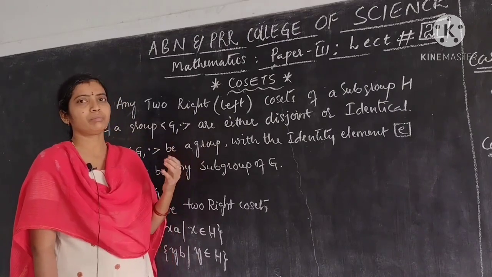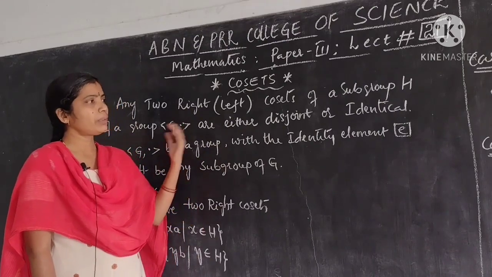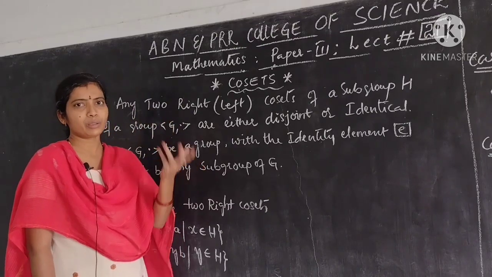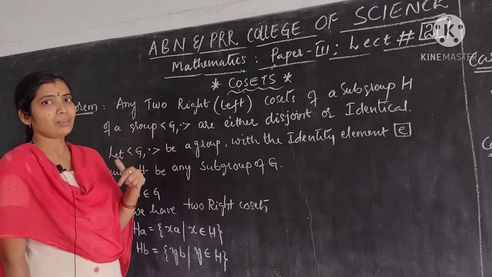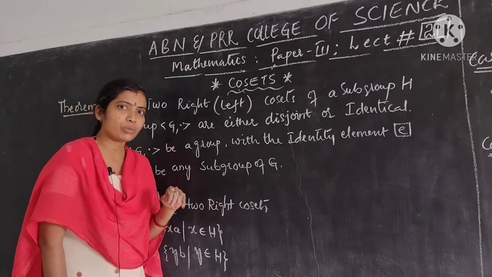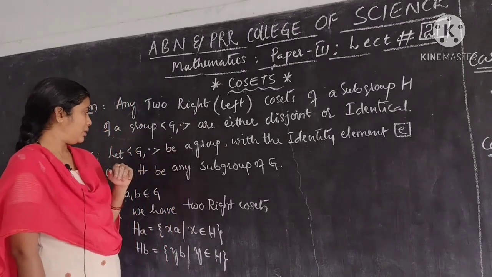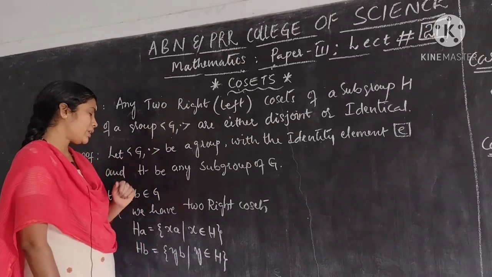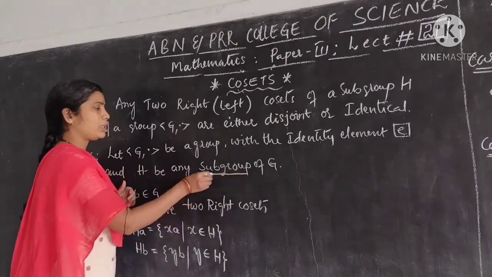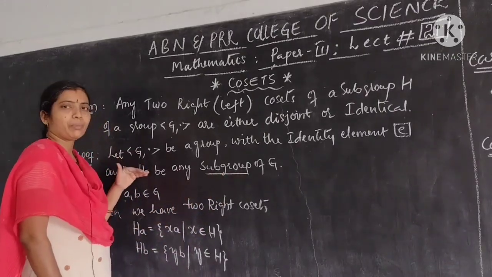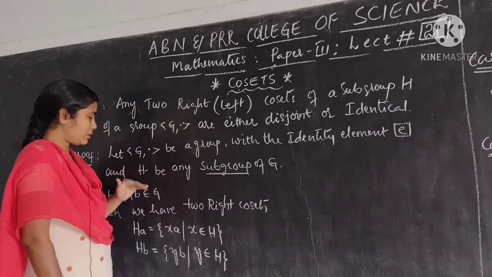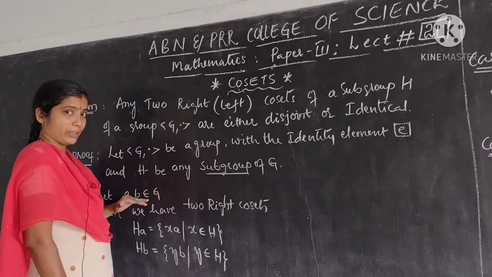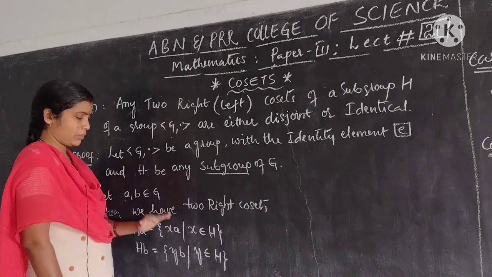What is given? Let us write the hypothesis. Given that G is a group and H is a subgroup, and consider any two cosets. Here cosets means in the sense of right cosets. Let us consider (G, ·) be a group with the identity element E and H be any subgroup of G. Whenever it is a subgroup, we can pick up cosets of it. Consider two elements A and B of G. According to A and B, we can write two right cosets HA and HB like this.